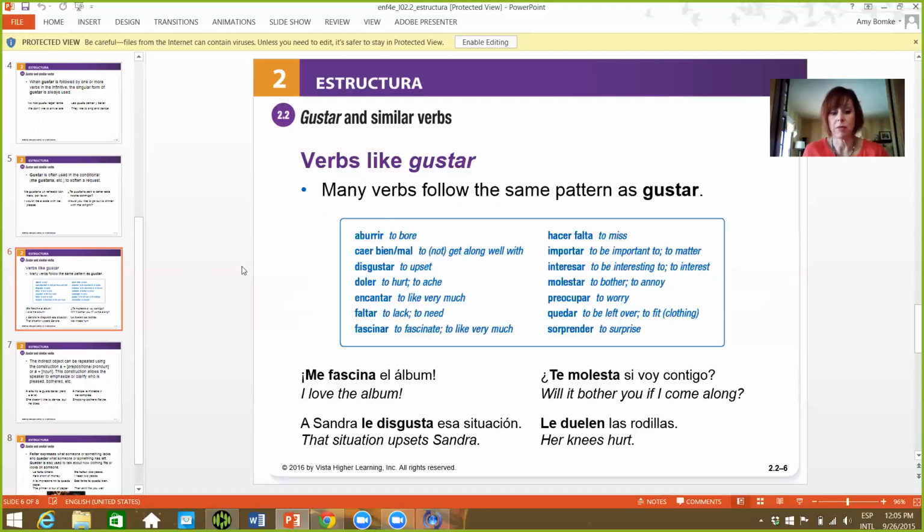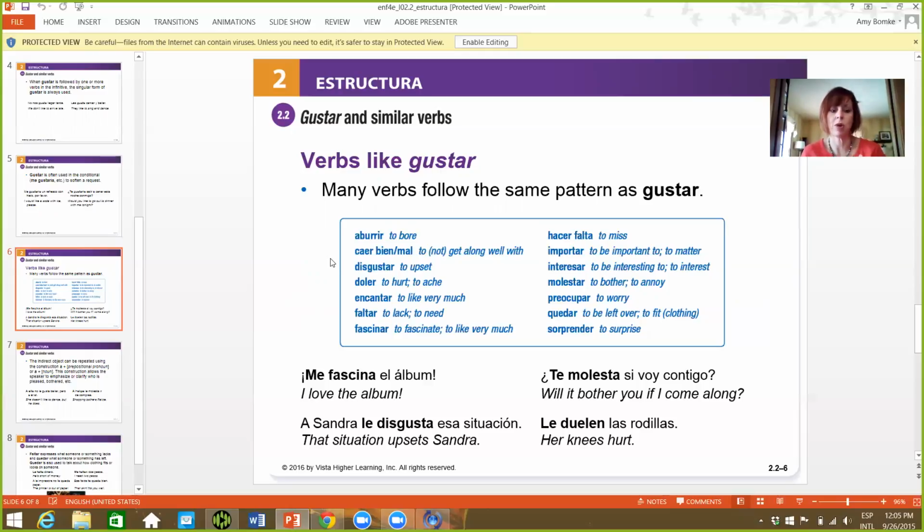You use it the same way with this one, to get along well. Some of these translate easier into English than others. The caer bien and the caer mal is not a very good direct translation. So if you say me caen bien tus primos, it's like, I get along well with them. The thing is that to translate that into English, it sounds like it's in the same order, and it's really not.